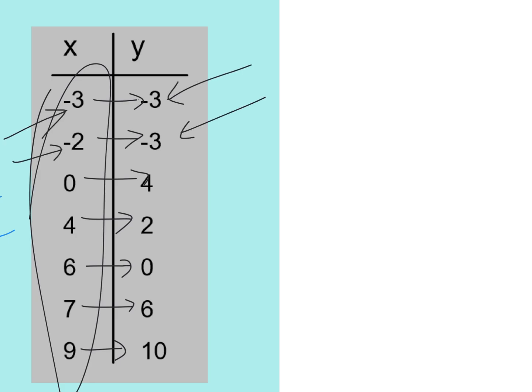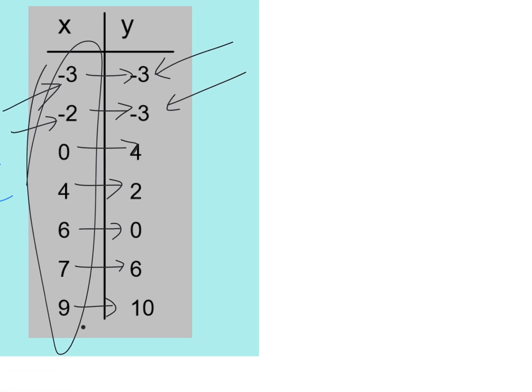That's okay. But if I had included another 4 here, see like this, and this time I get a 3, that would be inconsistent. Nope, not a function. If I add that 1 point, it wouldn't be a function.